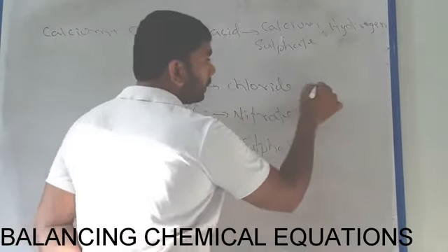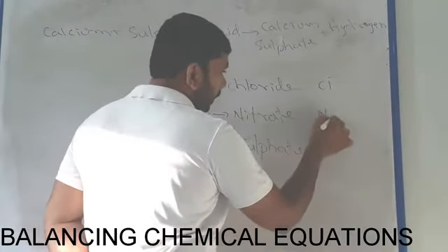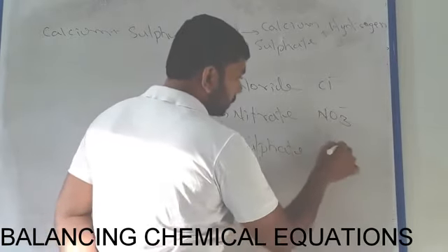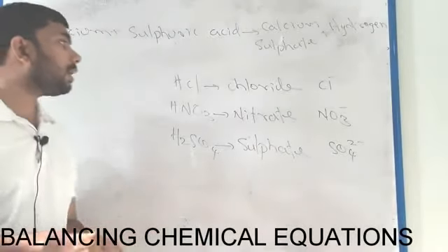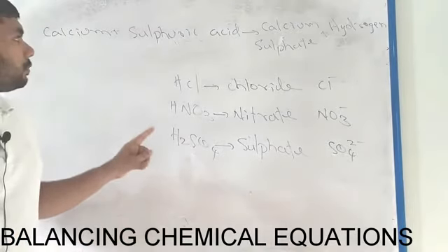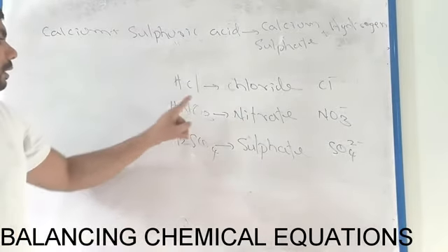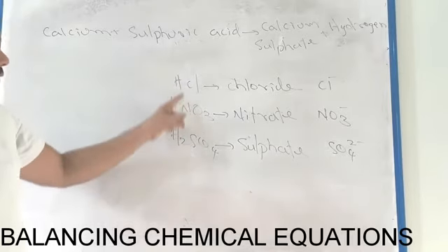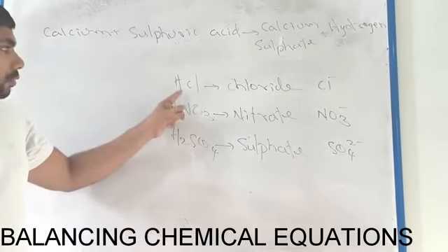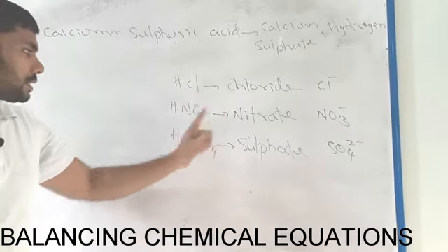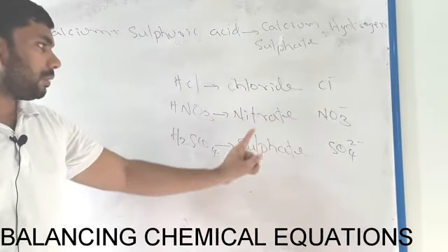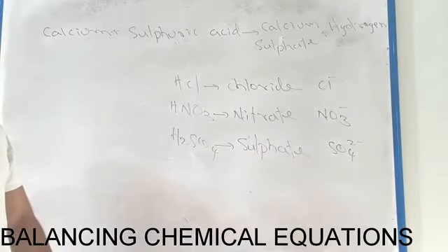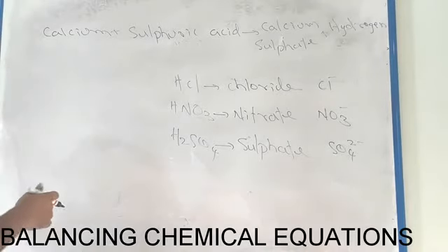The formulas: chloride Cl minus, nitrate NO3 minus, sulfate SO4 2 minus. These things we discussed already, chlorides, nitrate, sulfate. So here you have to remember the formulas of hydrochloric acid, nitric acid, sulfuric acid. And hydrochloric acid forms chloride, nitric acid nitrate, sulfuric acid sulfate. Nitrate NO3 minus, sulfate SO4 2 minus, chloride Cl minus. Clear?